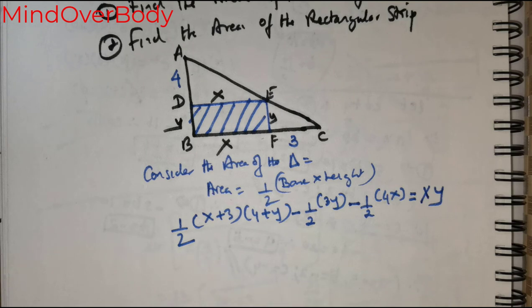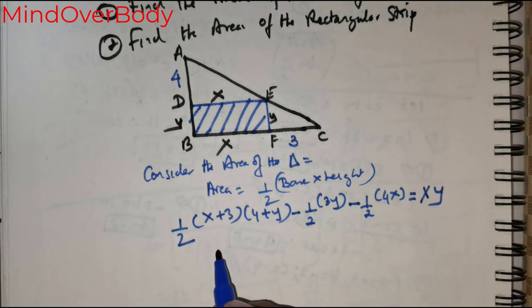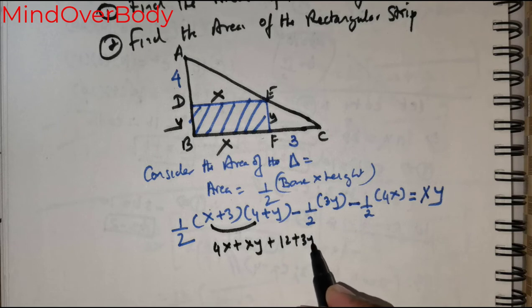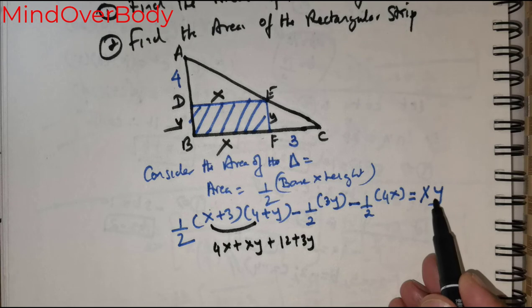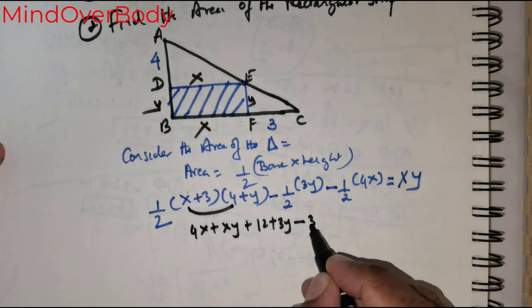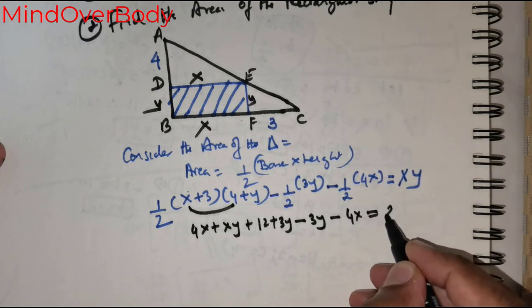So having got this, I can simplify this. So let me just make some simplification. So x multiplied with 4, let me distribute this. This is going to be 4 times x, plus xy, plus 12, plus 3y, and this 2, I can take to the other side. So this is going to be negative 3y, negative 4x is equal to 2 times xy.